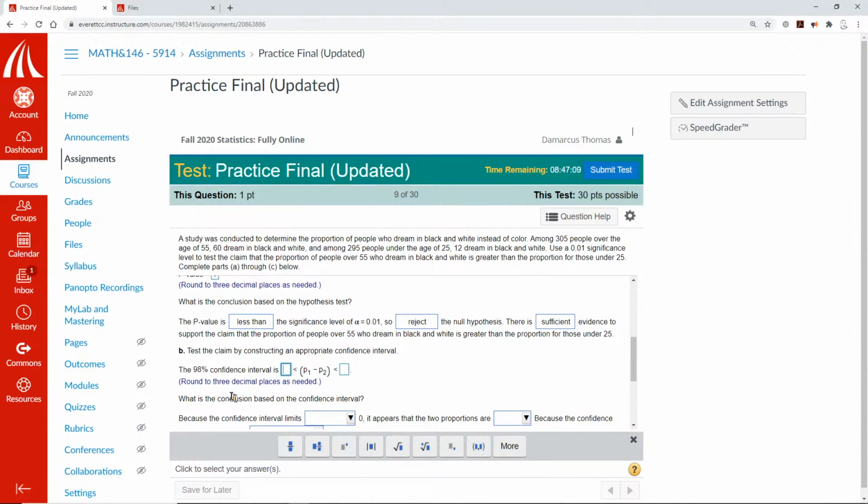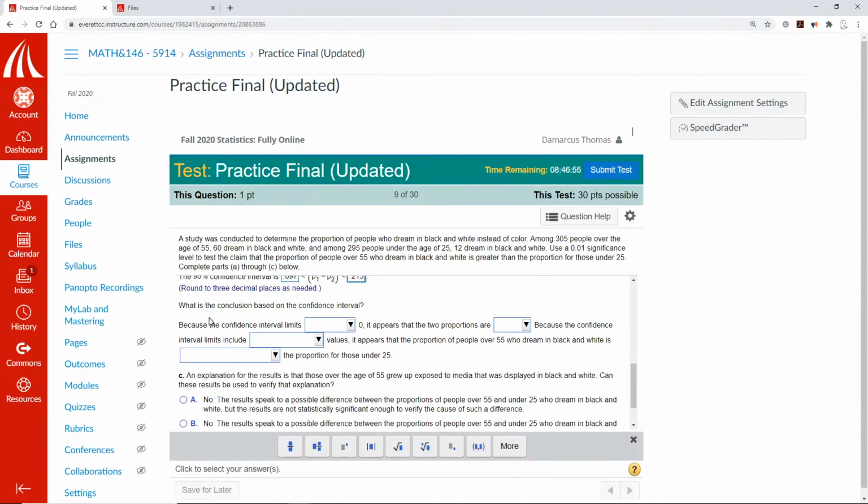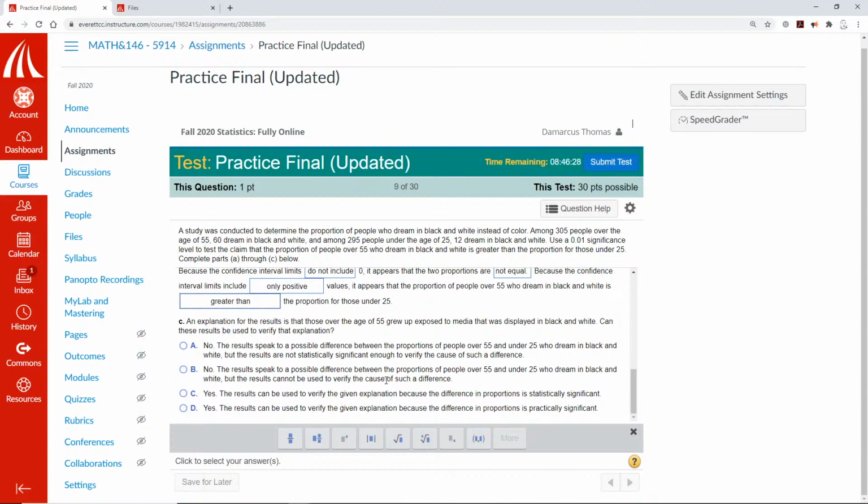And I will put in the two limits. They want you to round to 3 places. So 0.097 for one, and the other one is 0.215. What is the conclusion that can be made? Well, because the confidence limits do not include 0, it appears that the two proportions are not equal. Because the confidence interval limits include only positive values, it appears that the proportion of people over 55 dreaming black and white is greater than the proportion of the younger group. All right, and there you go.